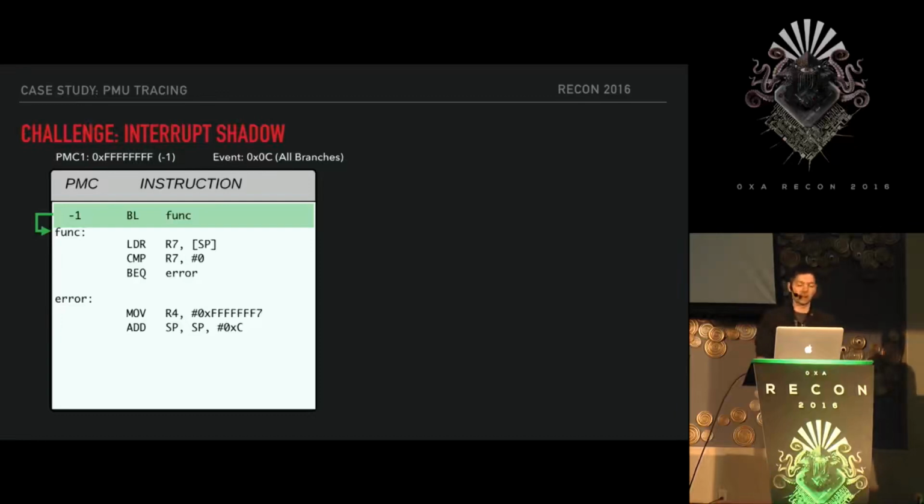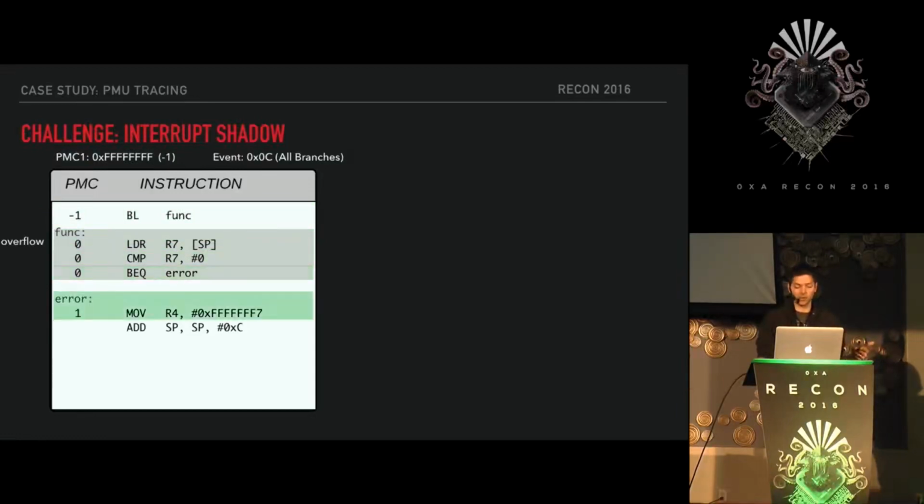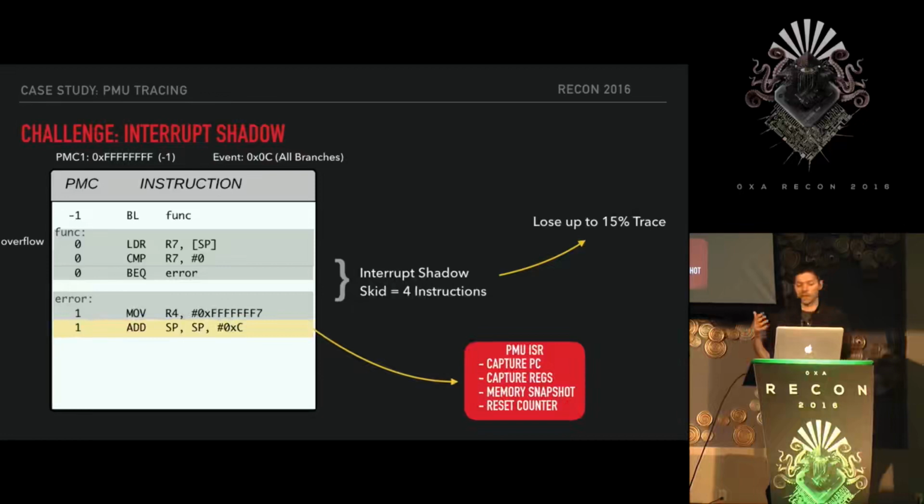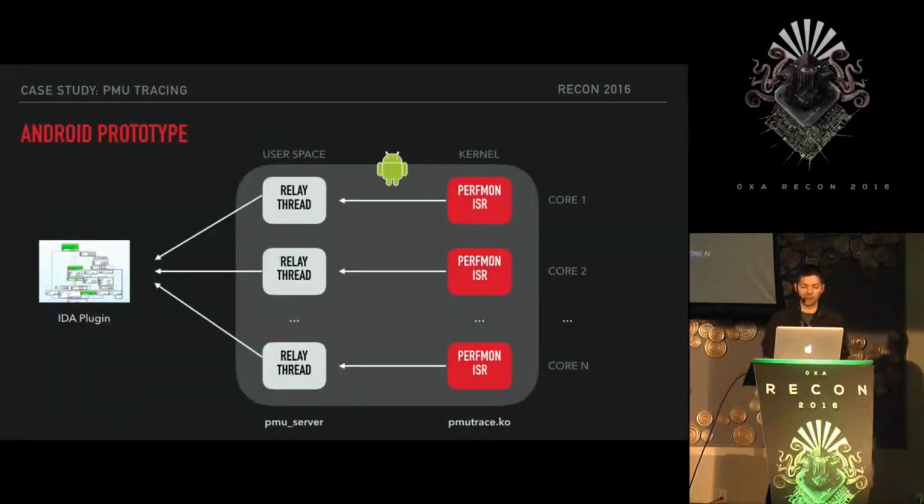Let's say our counter overflows on this branch, but the interrupt doesn't occur, and then another branch occurs, the counter increments to +1, and then eventually we get an interrupt. So these highlighted instructions represent this interrupt shadow, and we've had a skid of 4 instructions before the PMU fired the interrupt. Because of this, we can potentially lose up to 15%. That's a rough metric of trace data, but we'll see in a minute how we can overcome that.